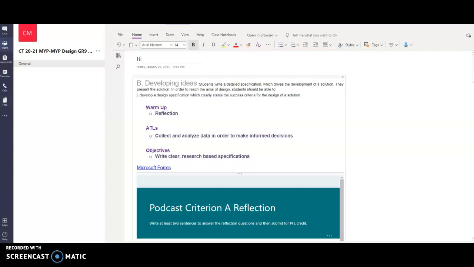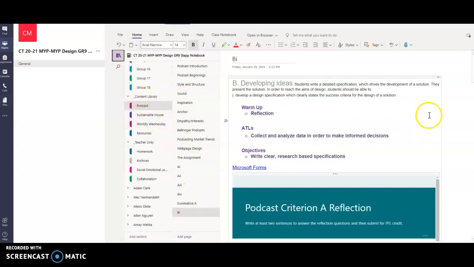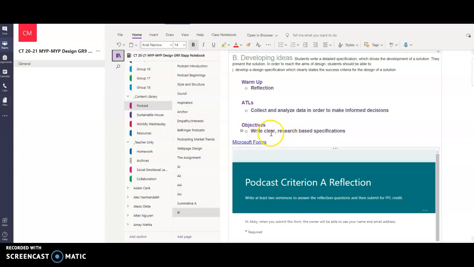As you can see, I am in my notebook, in the textbook portion, which you will find under podcast and B1. We already did that reflection, which was your warm-up, and the ATL for today is collect and analyze data in order to make informed decisions. We already started that in A, and we're moving along with that idea in B in order to create our specification. So what we're going to work on today is write clear research-based specifications.